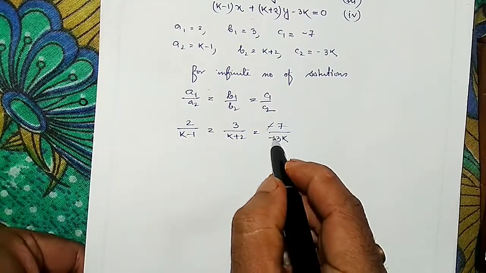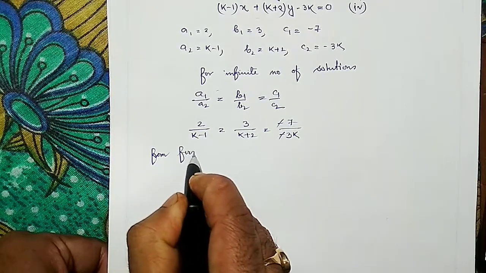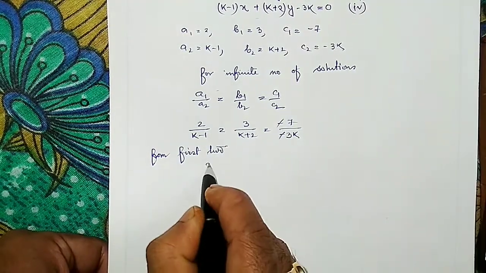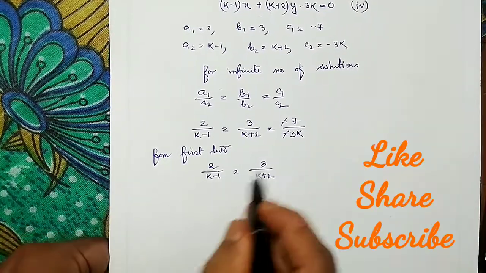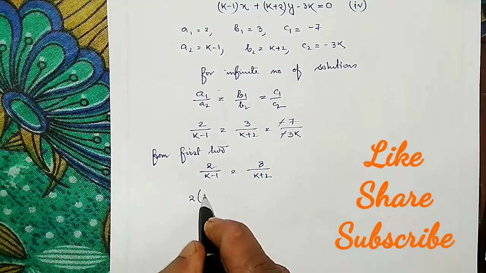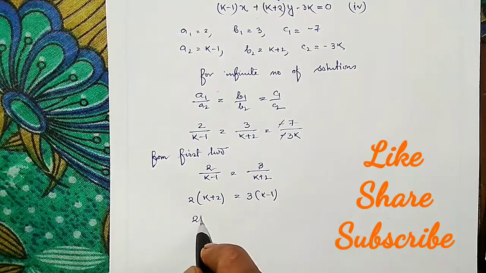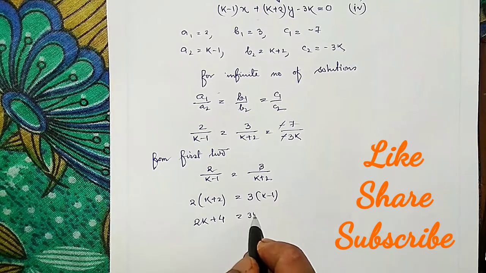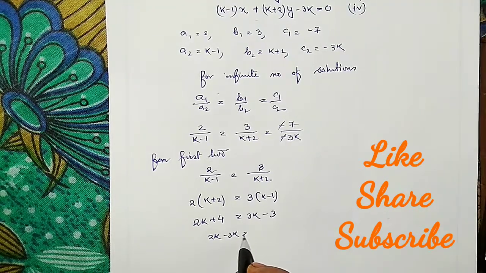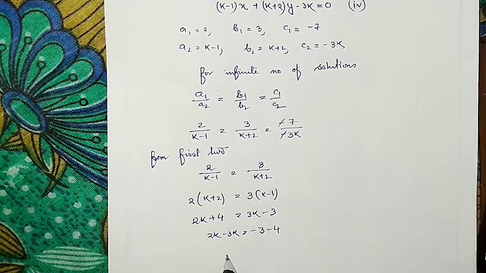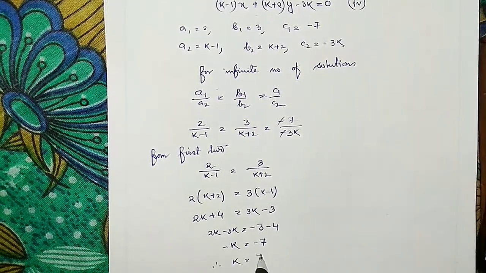Now this minus we can cancel. So if I take the first two parts, 2 by k minus 1 equals 3 by k plus 2. If I cross multiply, I am going to get 2k plus 2 equals 3k minus 1. 2 into k, twice k, 2 twos are 4, equals 3k minus 3, 1 three is 3. So twice k minus 3k equals minus 3 minus 4. So here minus k equals minus 7. Therefore k equals 7.